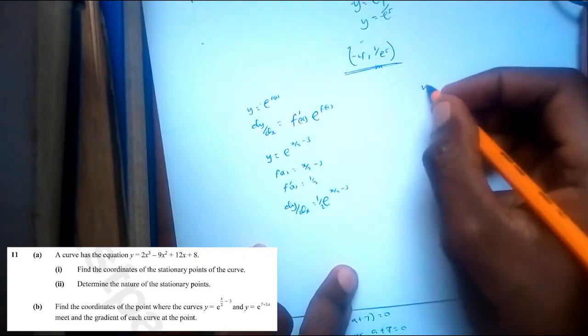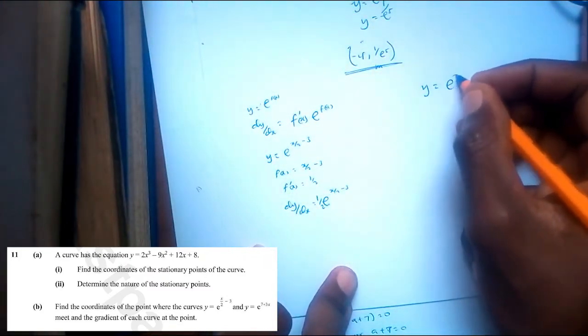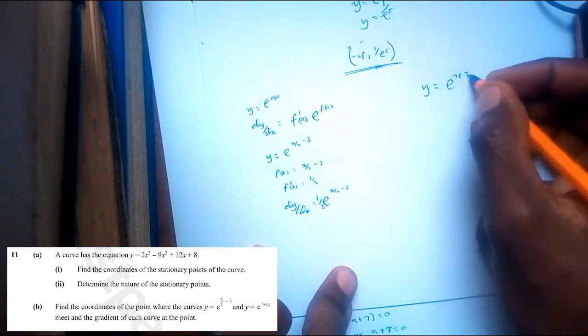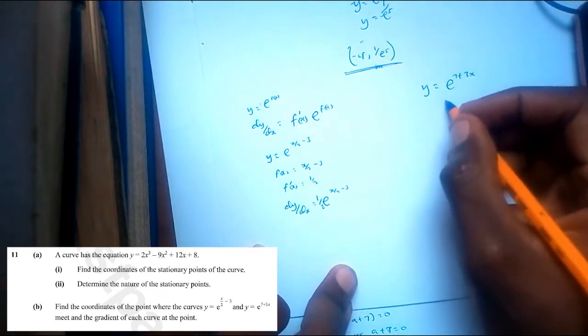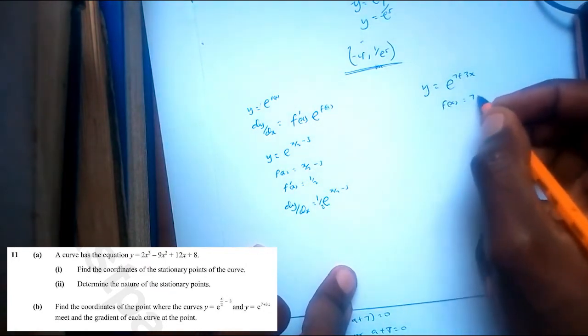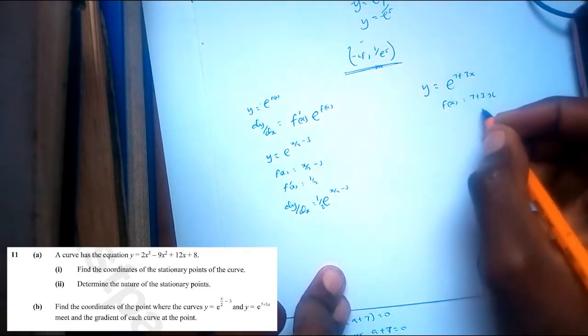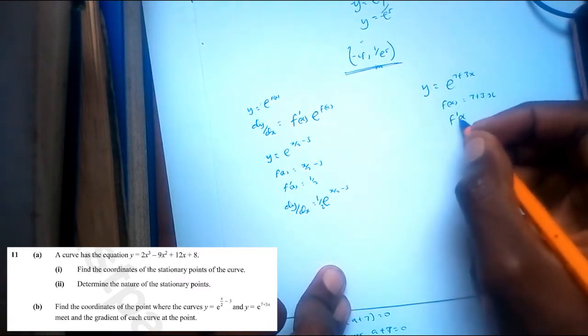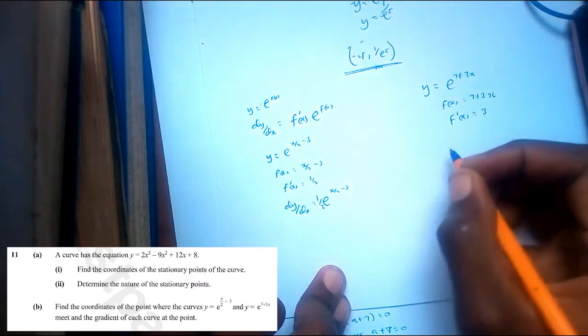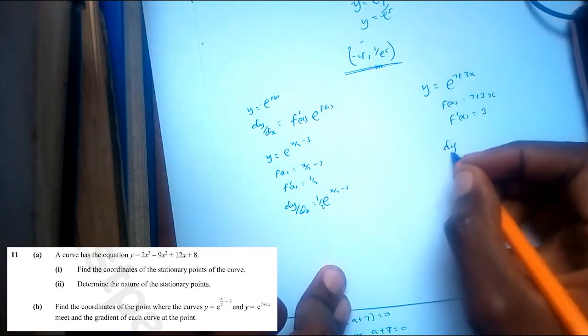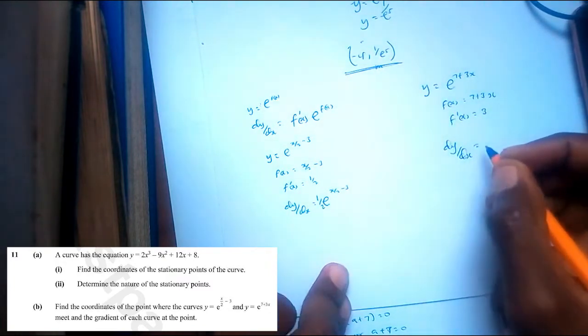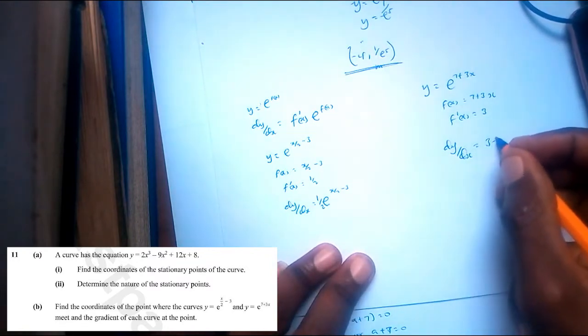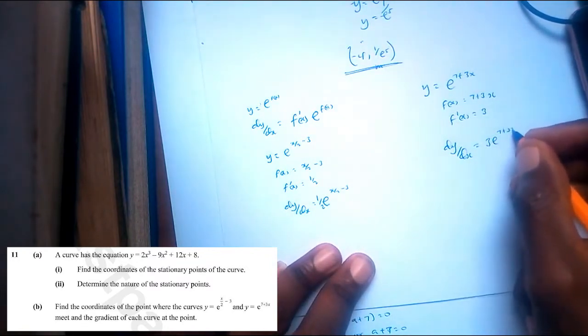minus 3. Then for this one here, y is equal to e to the power 7 plus 3x. F of x is 7 plus 3x. So in short, f prime of x will be equal to 3. So the differentiation, the gradient equation, is just 3e to the power 7 plus 3x.